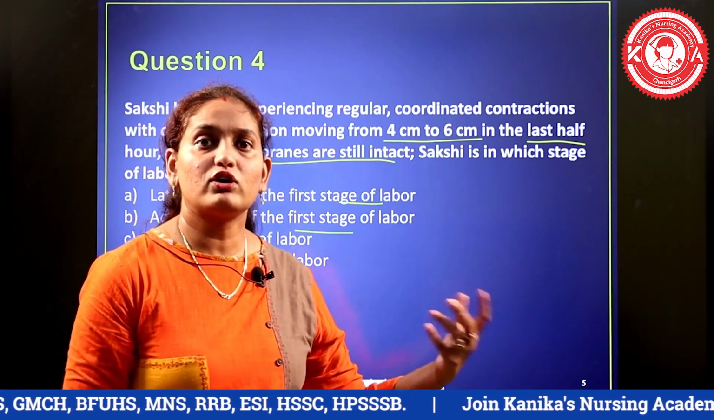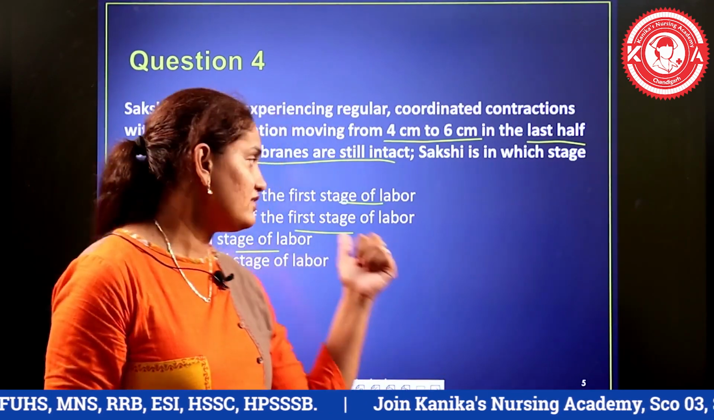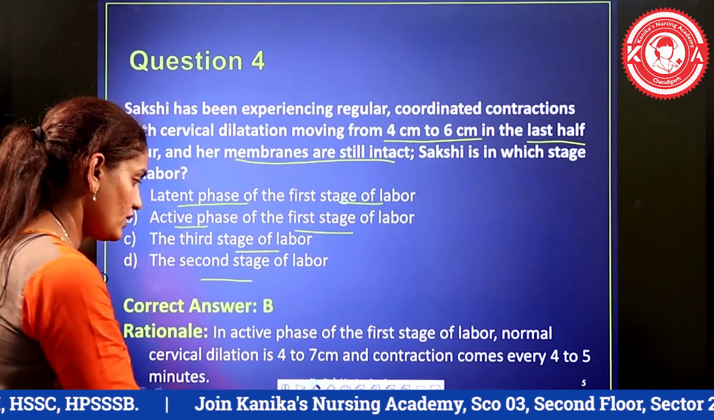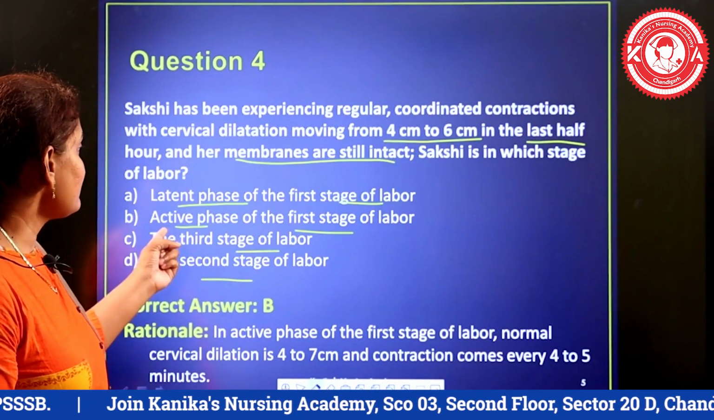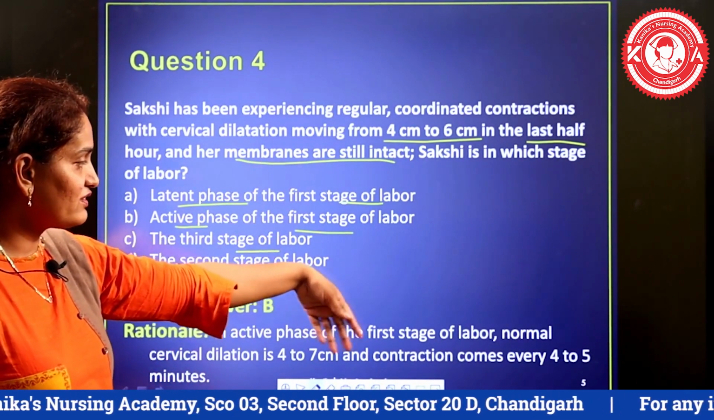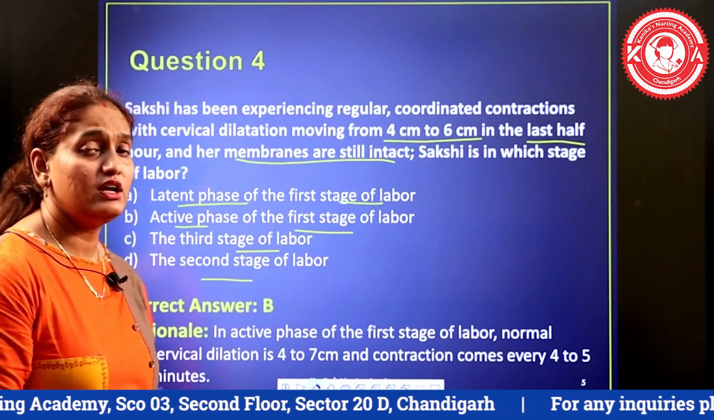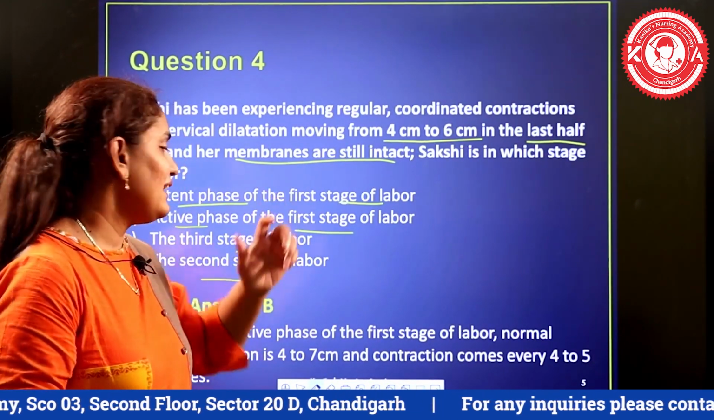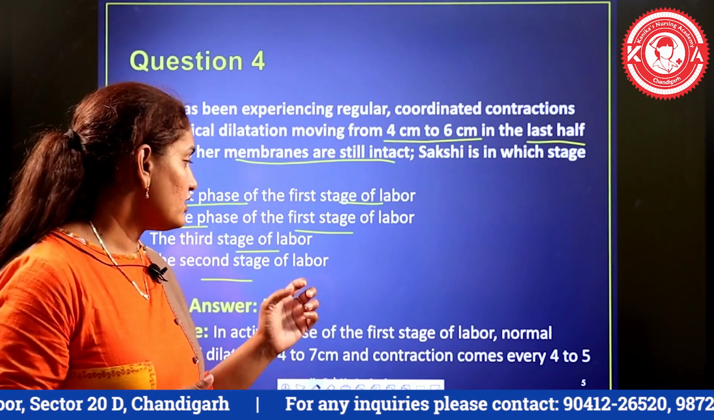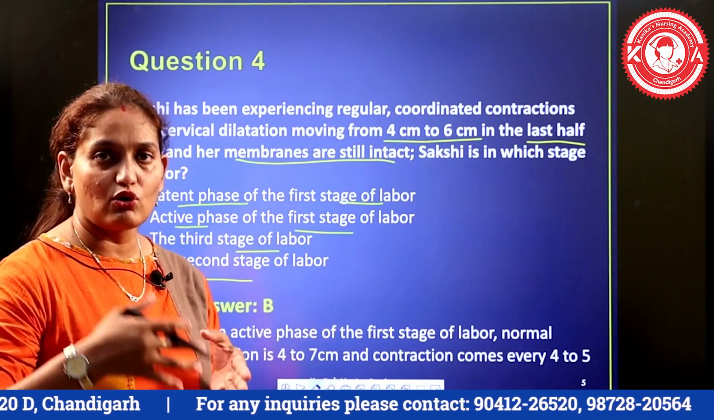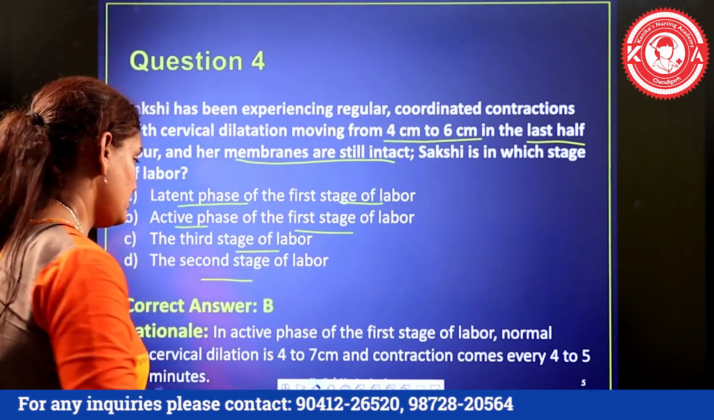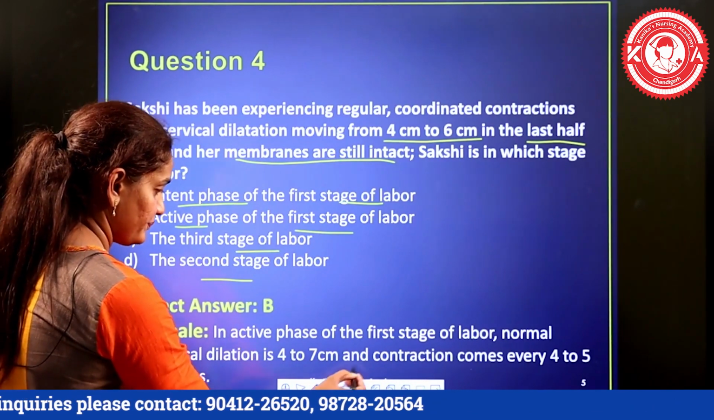But in first stage, which phase, whether it is latent or active? Let us see what the answer says, and I will explain the rationale also. The answer says B, that is active phase of the first stage of labor. In active phase, normal cervical dilation is 4 to 7 centimeter and the contractions come every 4 to 5 minutes. What is the difference between latent and active phase? In latent phase also, the antenatal mother experiences contractions at regular intervals, but there is very slow dilation of the cervix. Here the dilation of the cervix is also taking place at a faster pace. So the correct answer is B.